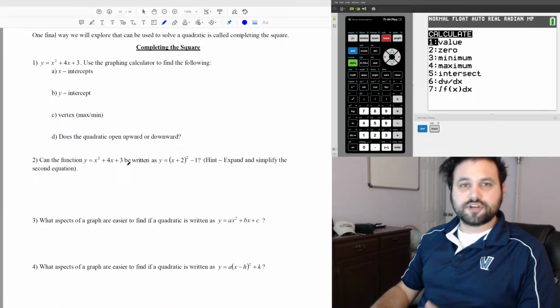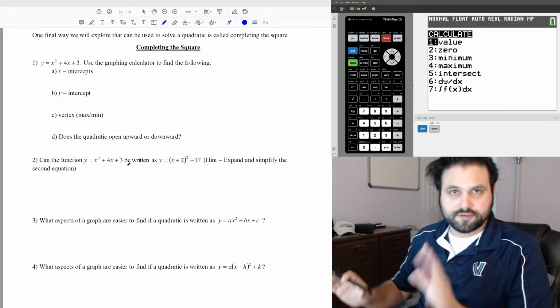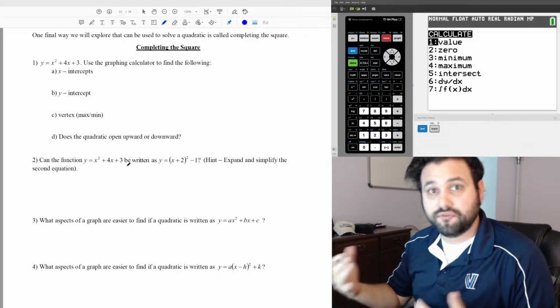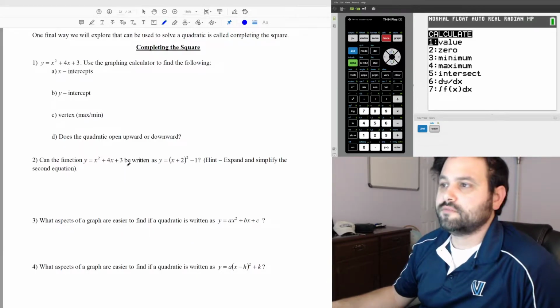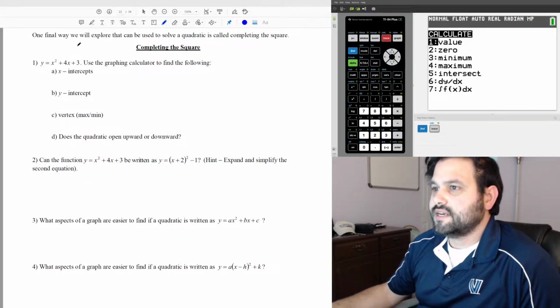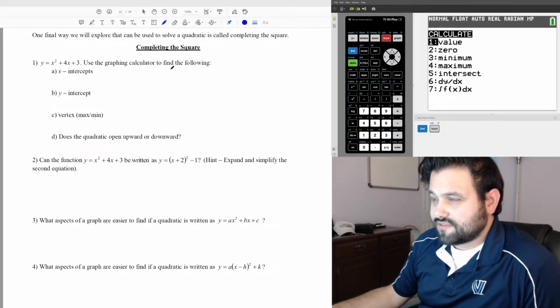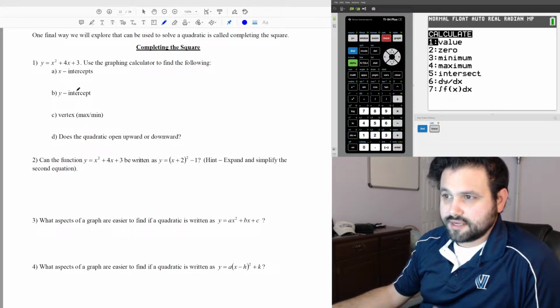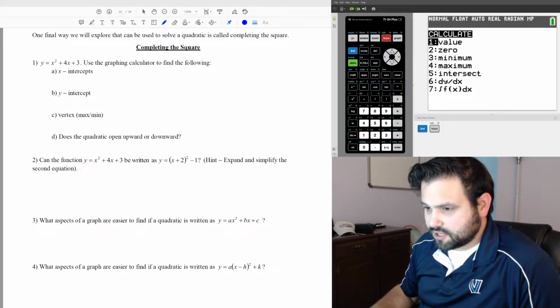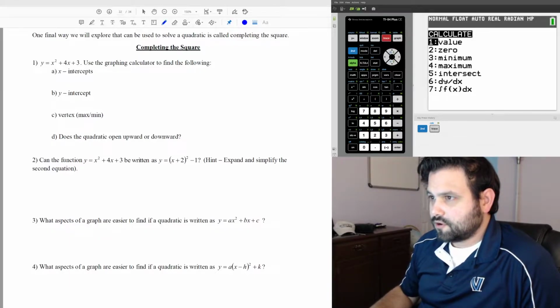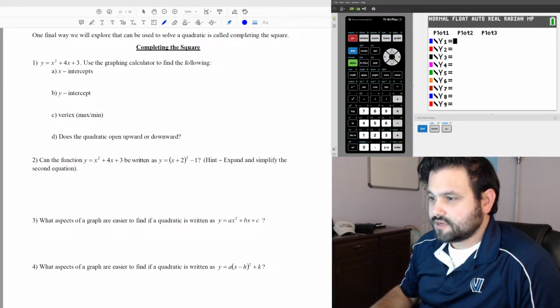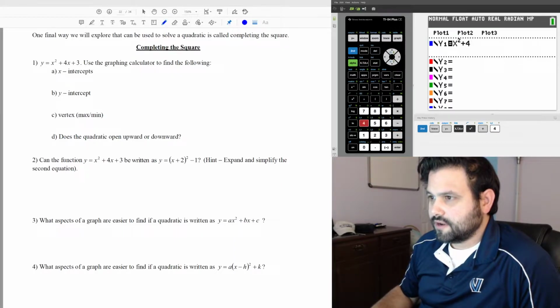So now we're going to talk about completing the square. We just went over the methods we have before. Now we're going to talk about a new method called completing the square. First, let's take a look at this quadratic x squared plus 4x plus 3. We're going to use our graphing calculator to find the following things. So let's plug this into our calculator. I'm going to go to y equals, and type in x squared plus 4x plus 3.